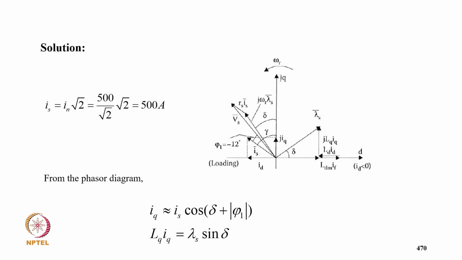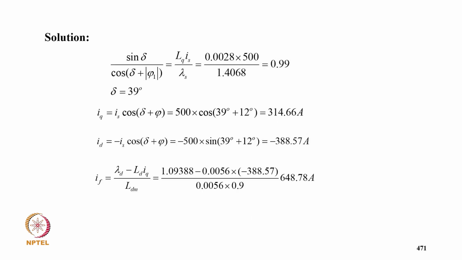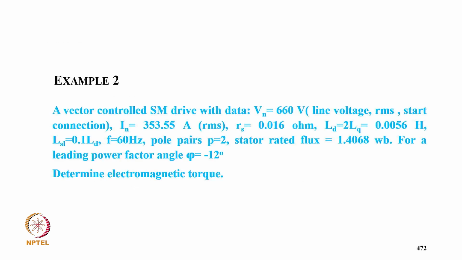So Is equal to In root 2, that is 500 A, at 2,500 RPM, and Iq is approximately equal to Is cos(delta plus phi 1), and Lq Iq equal to lambda s sin delta. So putting in the values, we get delta equal to 39 degree, and Iq, putting in Is cos(delta plus phi), comes to 314.66. Id comes from the formula minus Is sin(delta plus phi), that comes to minus 388.57. If equal to (lambda d minus Ld Id) upon Ld, that comes to 648.78 ampere.